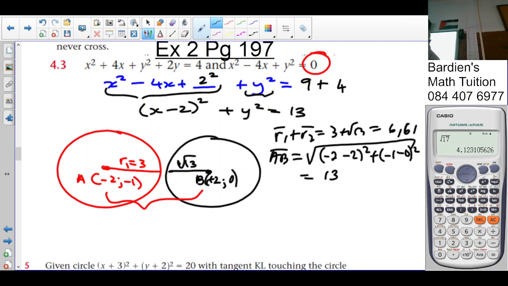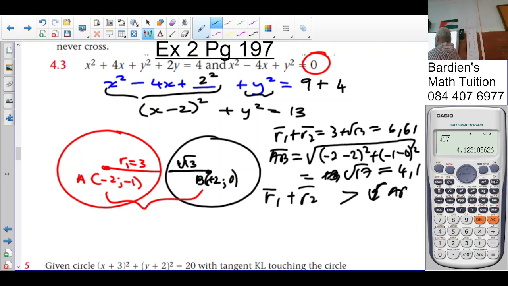Which again is 13. No, 4, 8, 9. No. It's 4. It's 9. Root 17. Yeah, root 17, which is 4 comma 1. So what do you notice here? R1 plus R2 is still greater than AB. Not so? So therefore, the circles intersect each other. Yes. Does that come here? Yes.